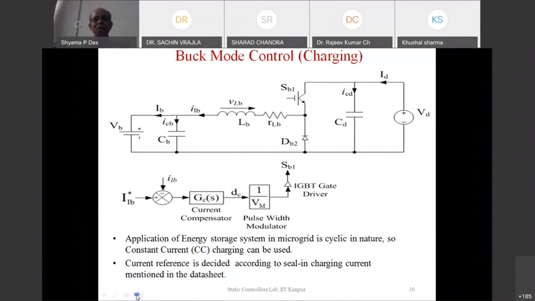So suppose we have a battery of, let's say, 50 ampere hours. Roughly we can charge this at something like 1/5 of the ampere hour rating, so maximum we can go up to 10 ampere for charging, for C/5 charging. The reference charging current is decided by the manufacturer's rating, which is available in the data sheet. At that current, the battery should be charged. So for the charging, we operate in the buck mode. Next slide, please.